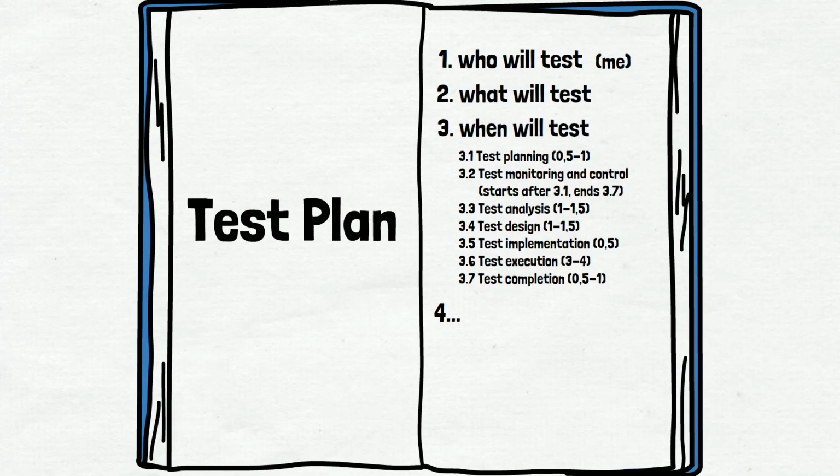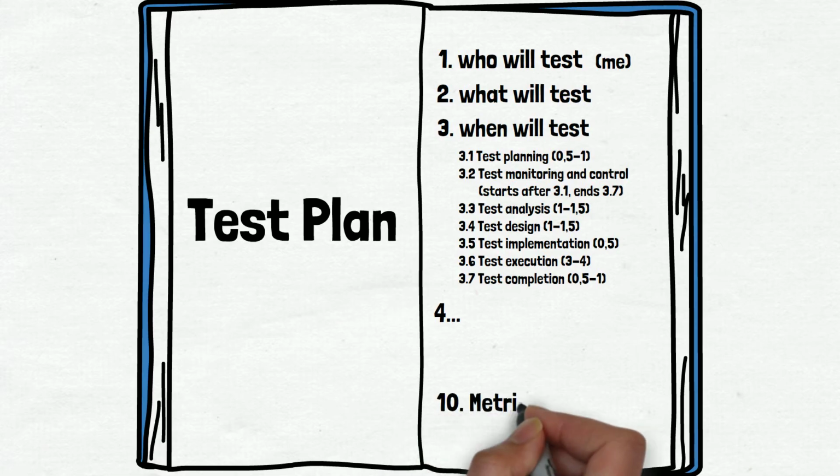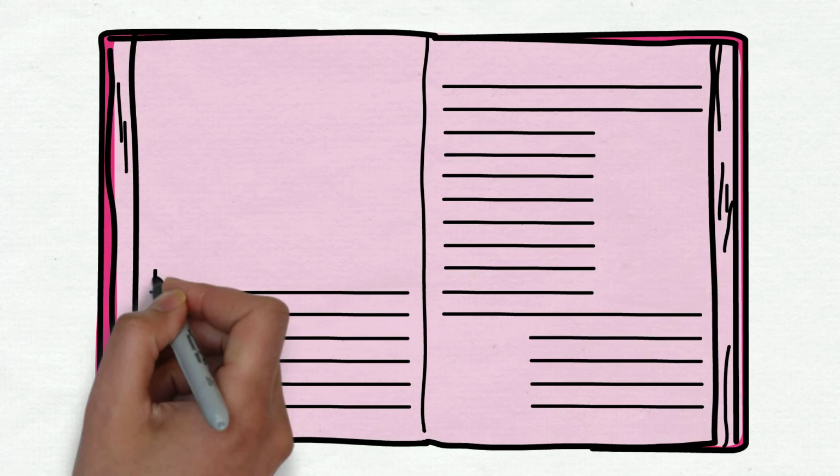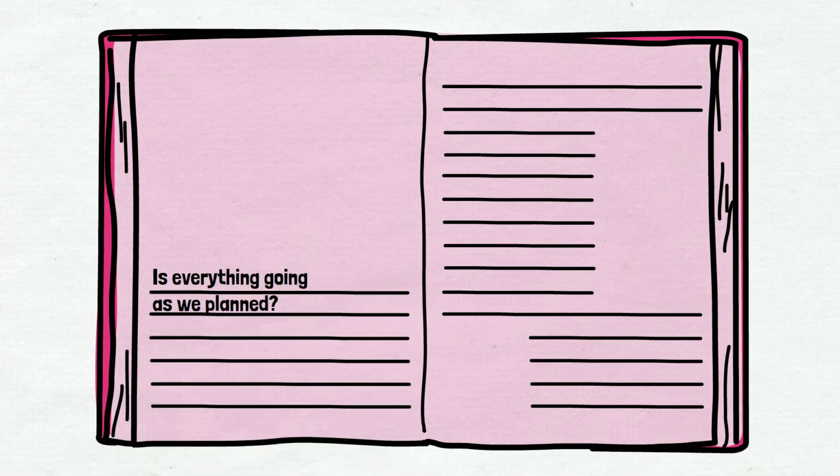During the test planning activity, we wrote the test plan. There we planned who, what, and when we'll do. Now we need to add the metrics to the test plan. Those test monitoring metrics and their main goal is to compare actual progress against planned progress. When we use the metrics, we check if everything is going as planned.